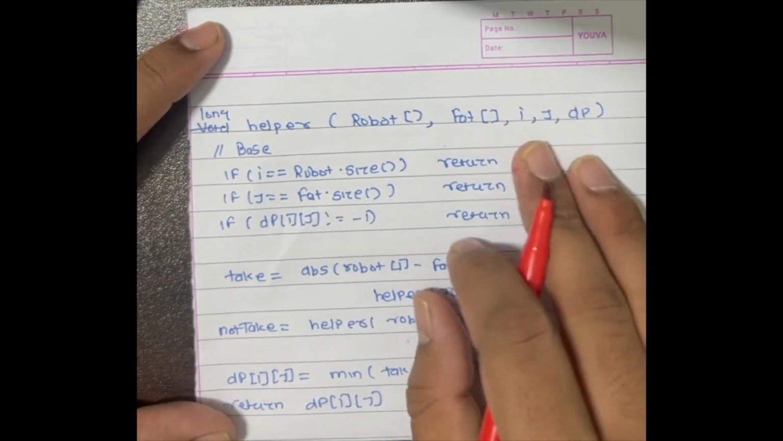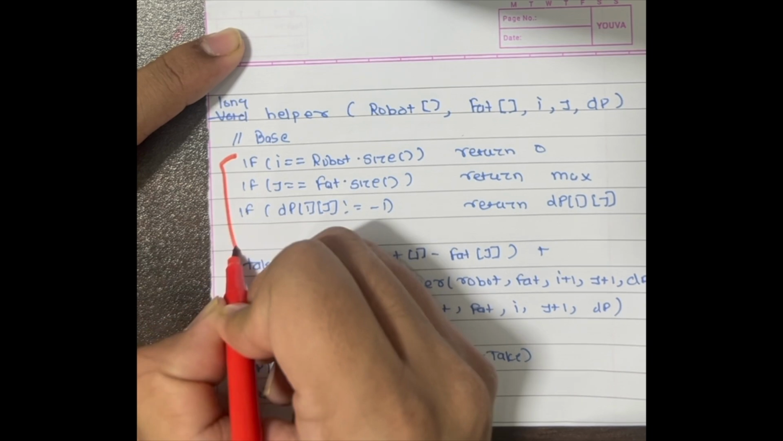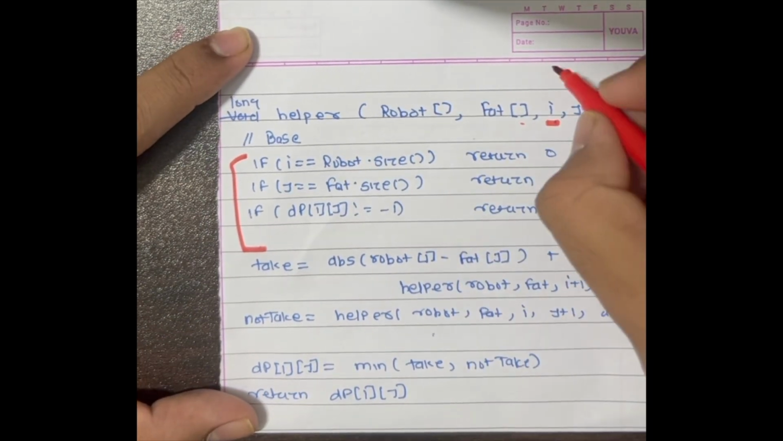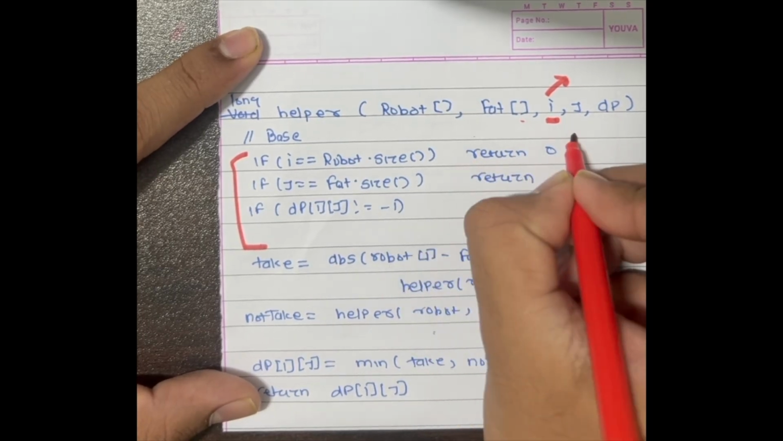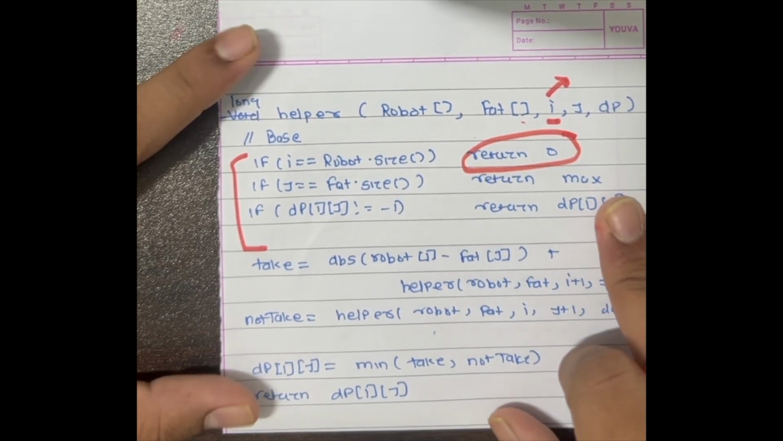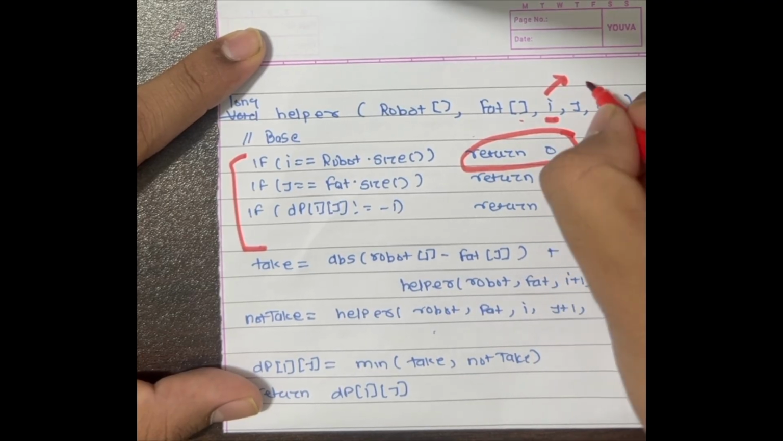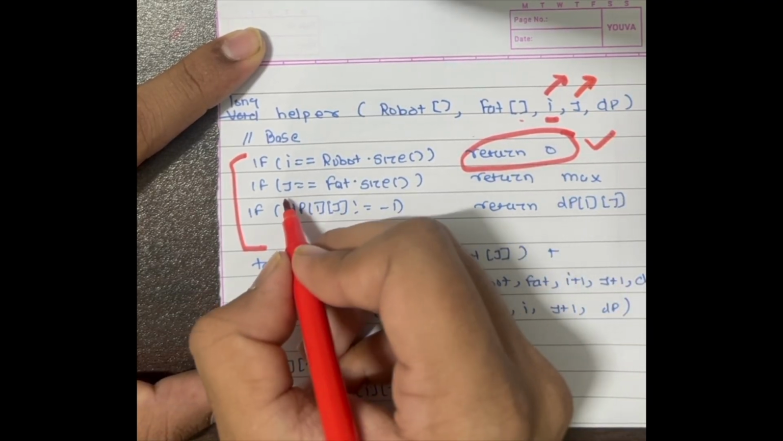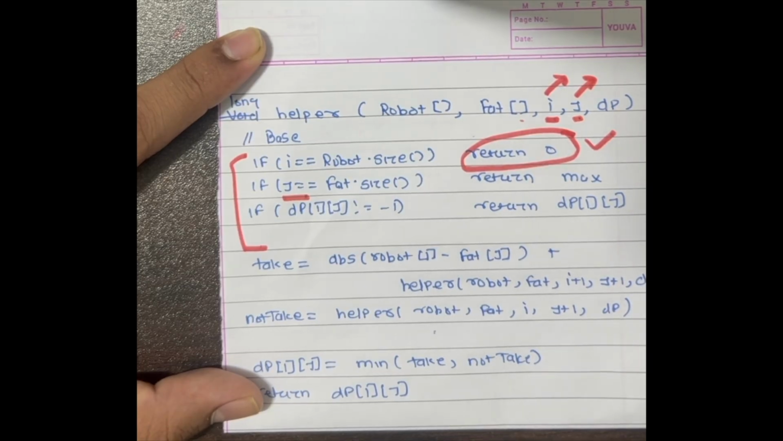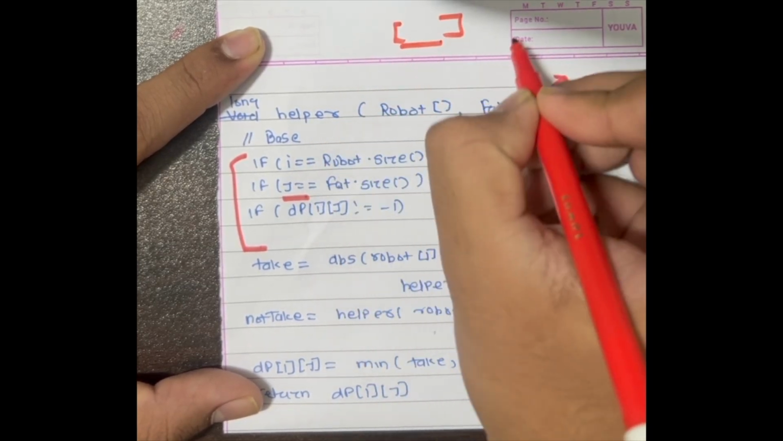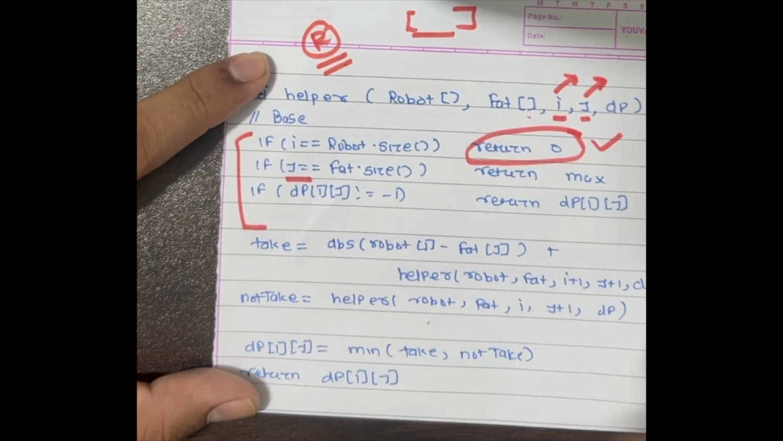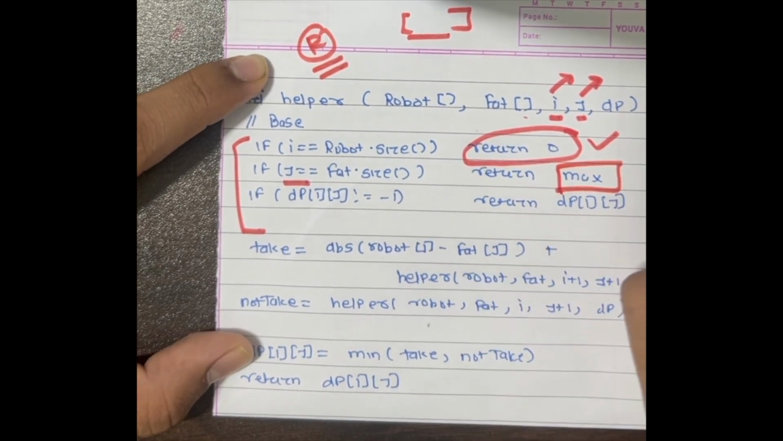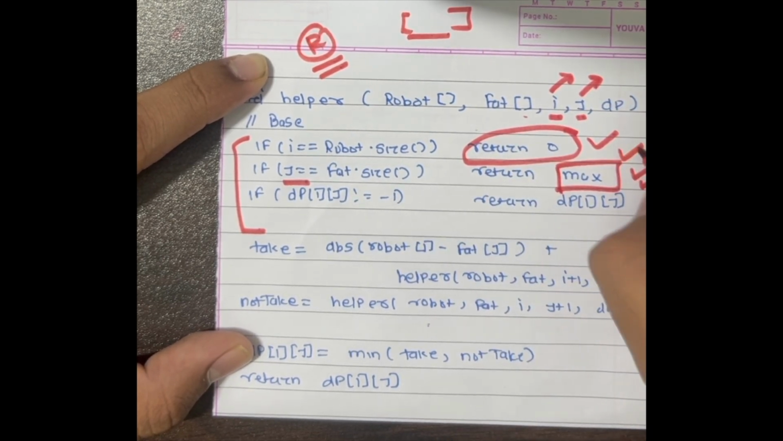Let's first discuss the base cases. What if i, representing the index of the robot array, crosses the size of the robots array? This means we have explored all the robots, so we just return 0. And what if j, which represents the flattened array, has increased beyond its size? There are no factories left to explore, but we have a robot that still needs one. This is an invalid case, and since we have to find the minimum, returning max makes sense here.